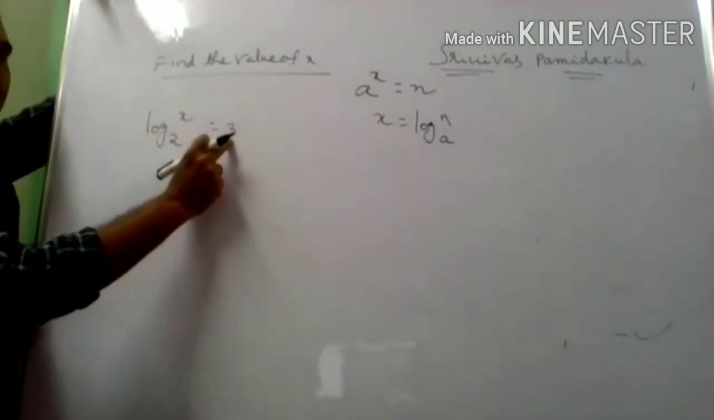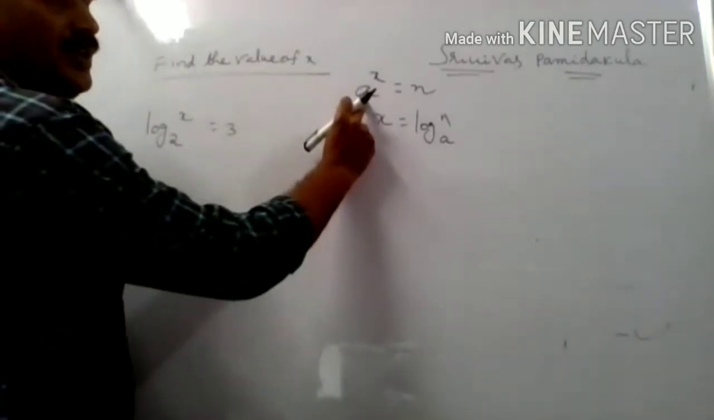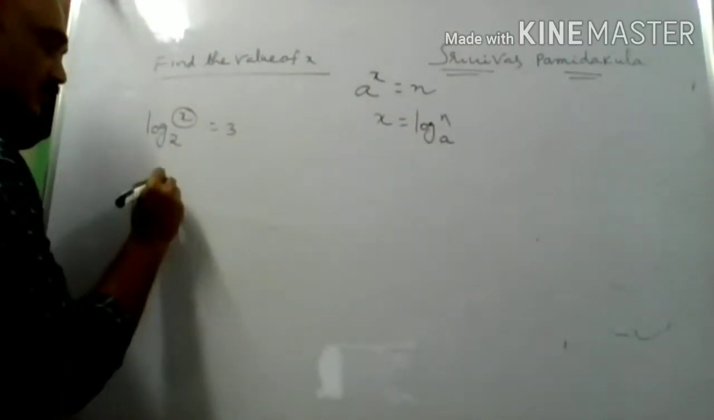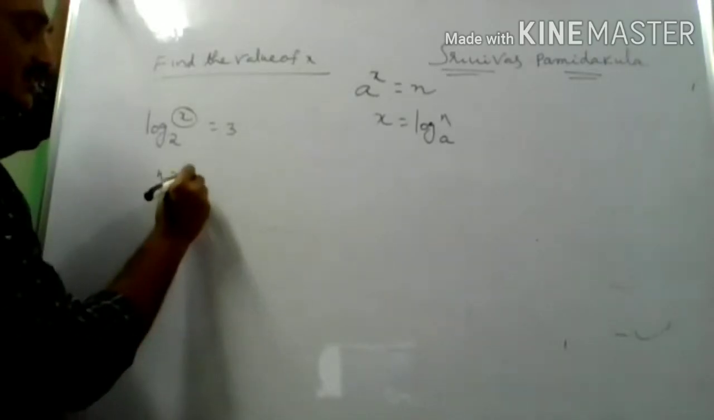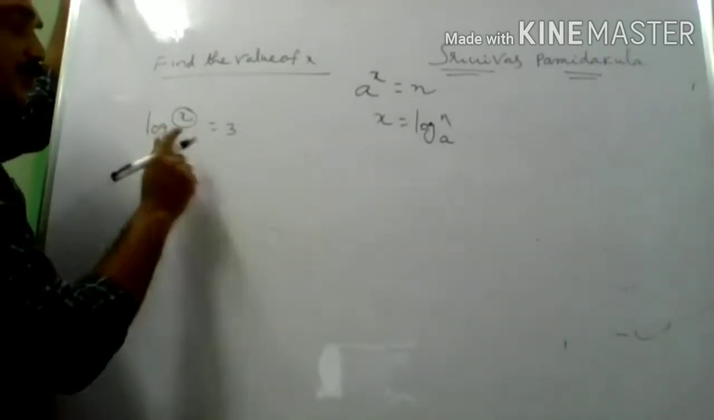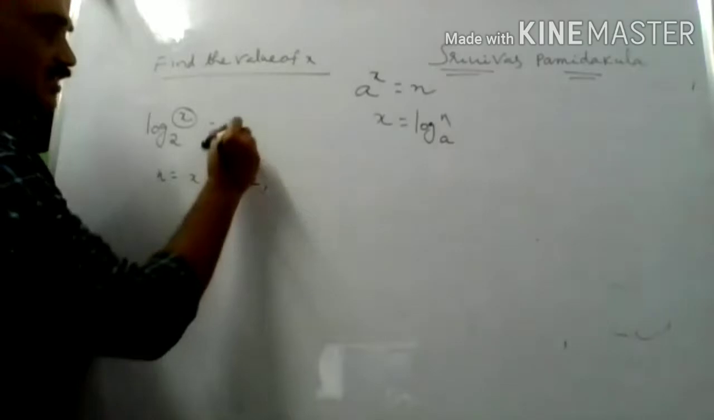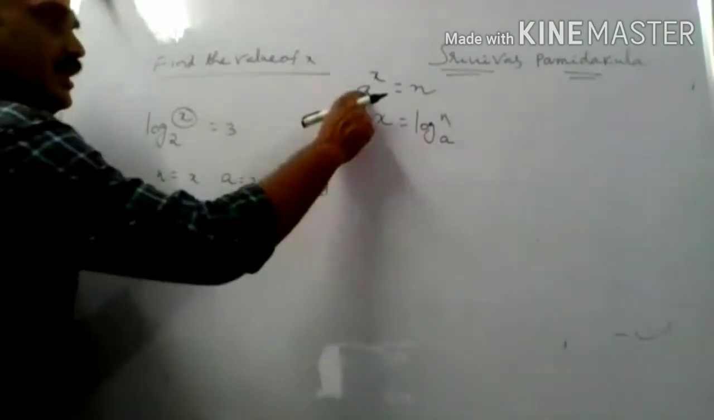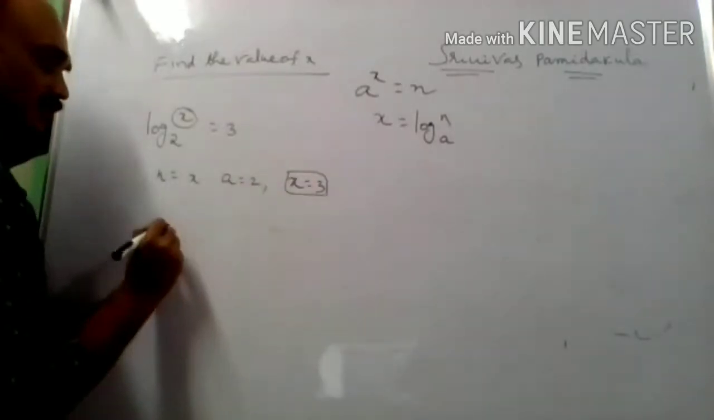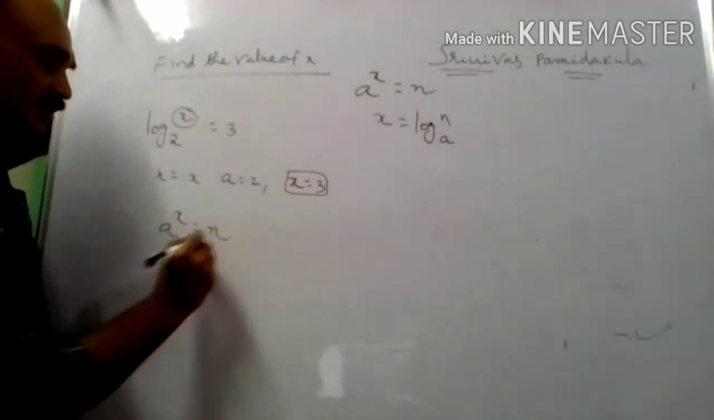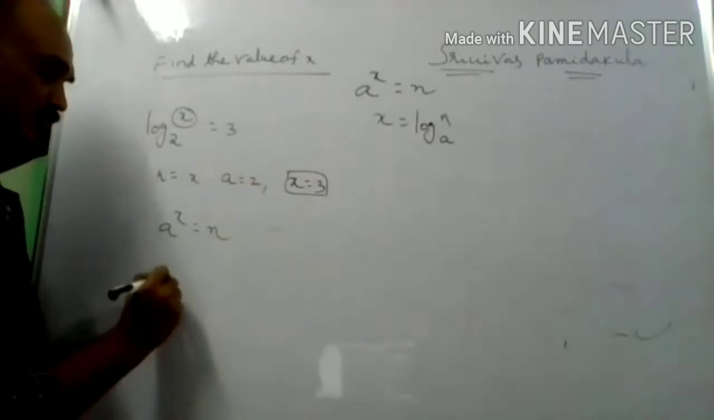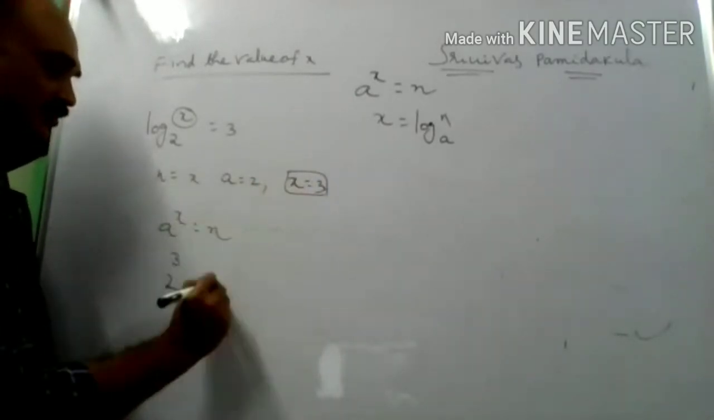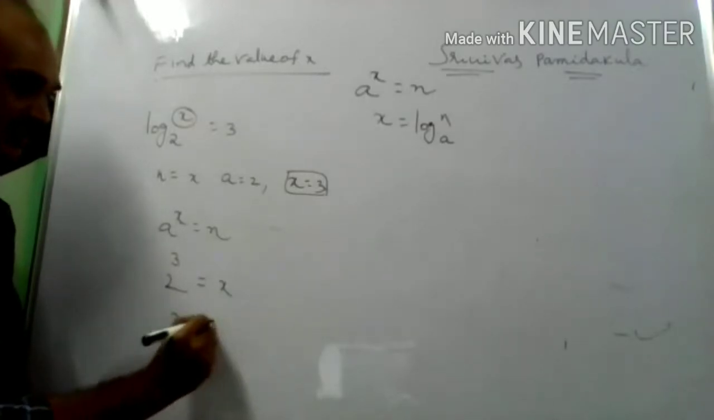This is a logarithm form. Students, we write exponential form. Log n to the base a, this is n. N is equal to x. Log n to the base a is equal to, what is the value of x? X is equal to 3. Students, a power x is equal to n. What is a, students? 2. Power x, x is equal to 3, is equal to n. N is equal to x. So x is equal to 8.